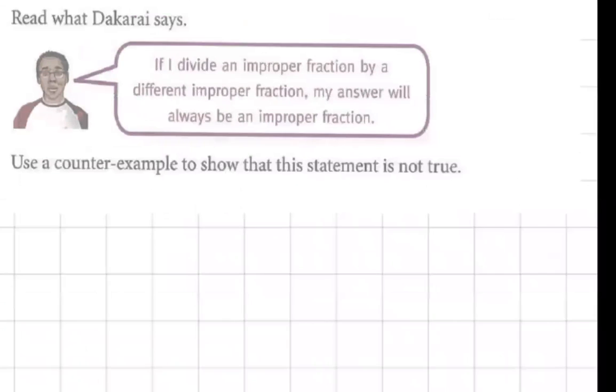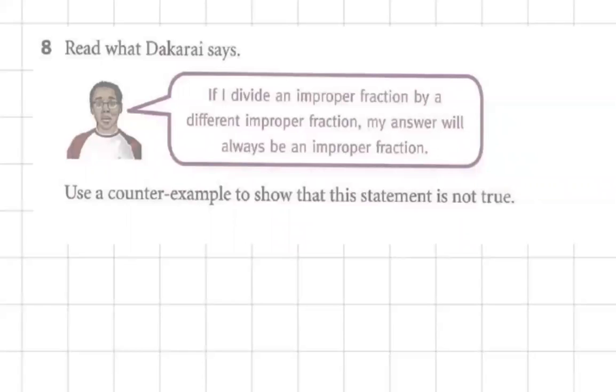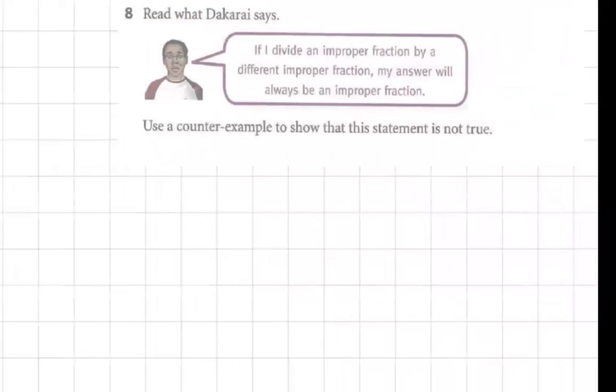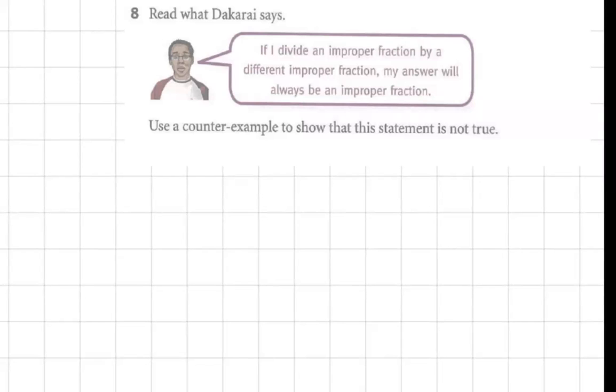And let's look at the last question that we have here. Read what Zachariah is saying. If I divide an improper fraction by a different improper fraction, my answer will always be an improper fraction. Well, not necessarily. Here's a counter example to show that this statement is not true. So what do we do here? We need to divide by a different improper fraction. So let's try a big improper fraction divided by a small improper fraction. 10 over 2 divided by 4 over 3.